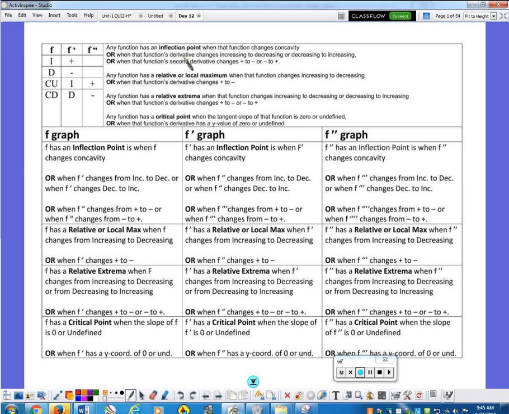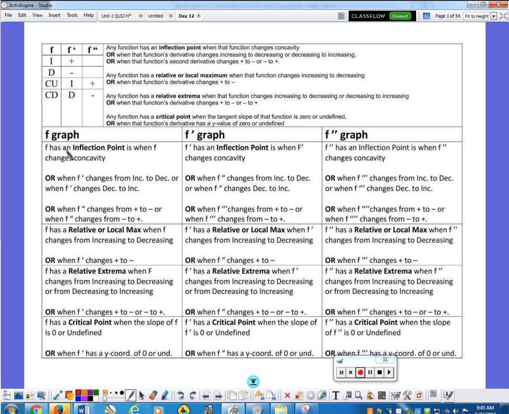So here's the key idea. I could be talking about f having an inflection point when f's derivative, which is f prime, changes from increasing to decreasing or vice versa. So just to give you another example of how to think of that, if you look down at this table, you'll see right here, f has an inflection point when f changes concavity. It's the same thing, just different words.